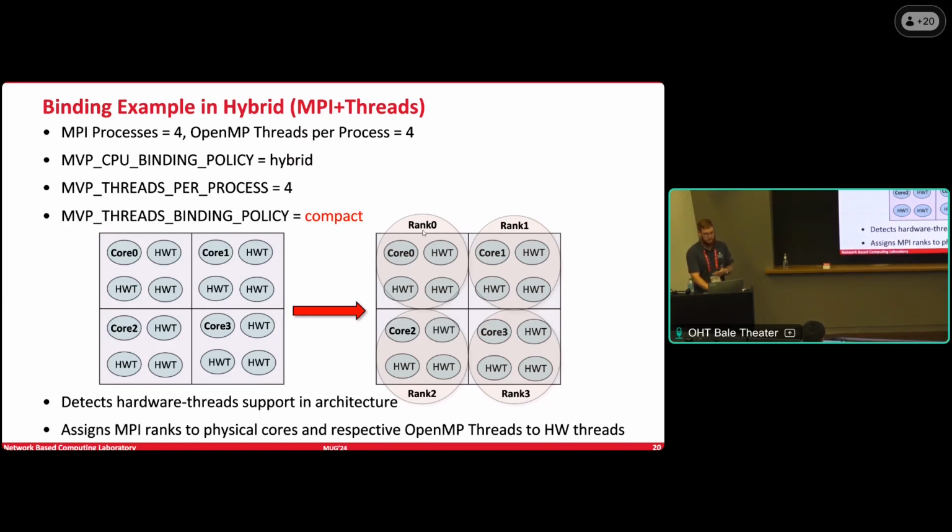Your MPI rank will be assigned to a core, and in this case, each core has 4 available hardware threads, so we're going to bind the threads across those available hardware resources.